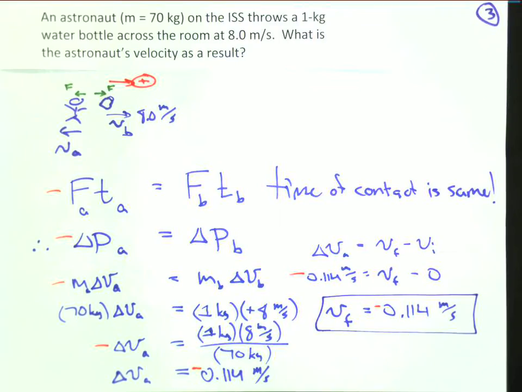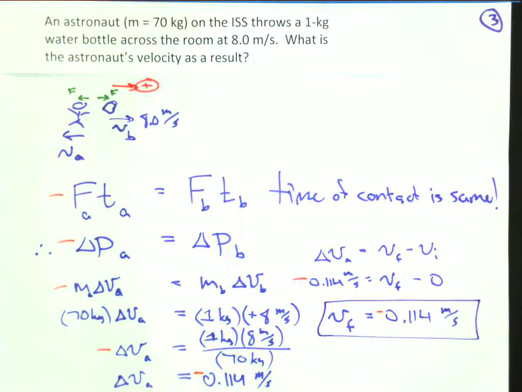Keep track of your coordinate system. It really does matter. Momentum is a vector like force and like velocity. The direction of the momentum and the direction of change in momentum also matters. So the minus signs, they matter. You got to keep track of those bad boys.